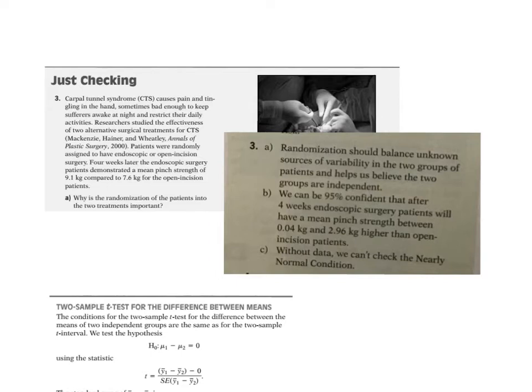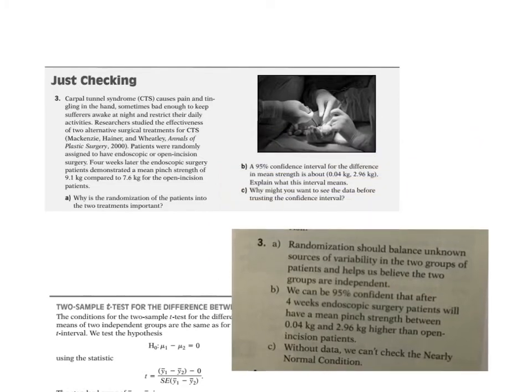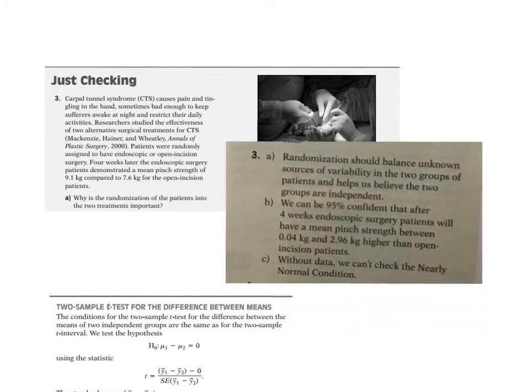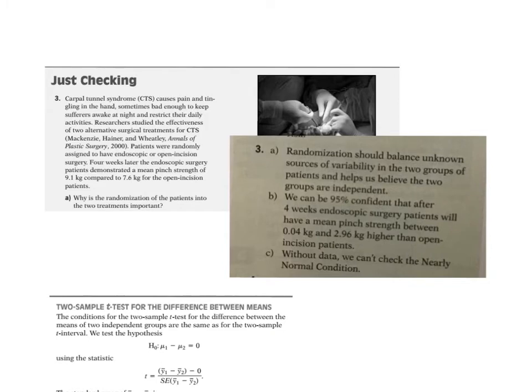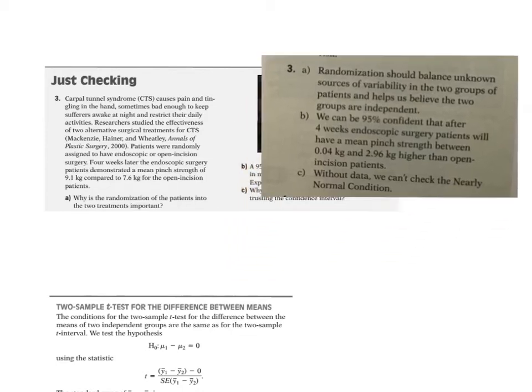And then letter B, you can say you're 95% confident that after 4 weeks, the mean pinch strength is between 0.04 kilograms and 2.96 kilograms higher. Again, because you're comparing two groups, that's why it's going to be higher here. And then letter C, without data, as we standardly say a lot in these cases, you cannot check the nearly normal condition.